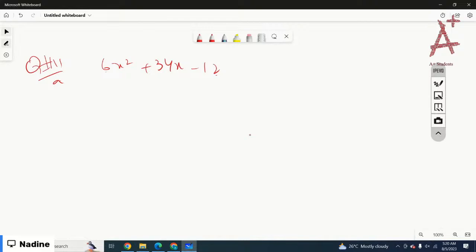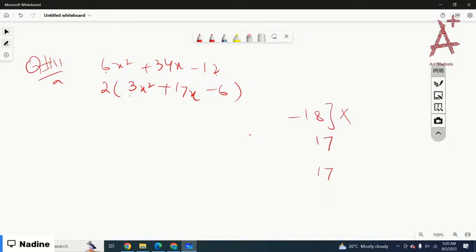So 12 times 6 is, okay, no, we can take common 2. 2 times 3 is 6, 2 times 17 is 34, and 2 times 6. Now negative 6 times 3 is negative 18. So find two numbers whose product is negative 18 and whose sum is 17. We just did the question, that is 17 and 1.